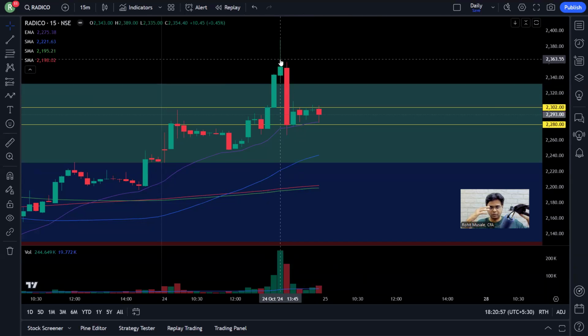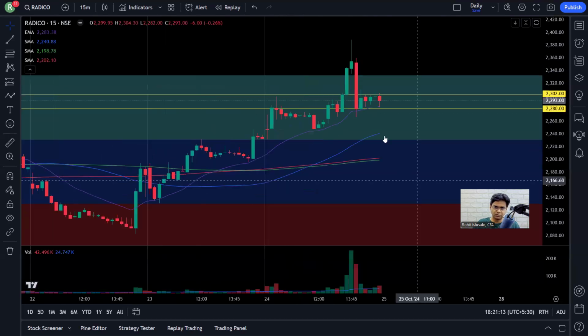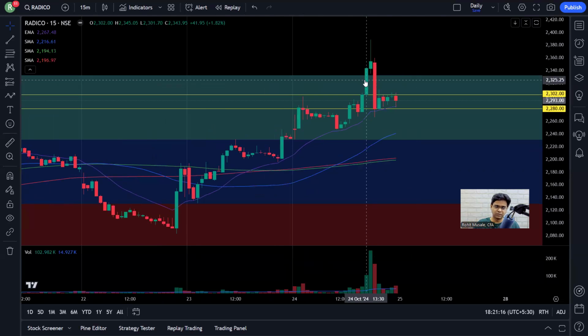If the closing is below the midpoint of the candle, that is called a weak closing. And especially when you get a weak closing on high volume, that signals supply, that doesn't signal demand. But still, I did not sell the stock here because the price had come out of the base. When the price comes out of the base, the top level of the green zone, that line tends to become resistance. Okay, sorry, support. Earlier it was resistance, but now it tends to become support.